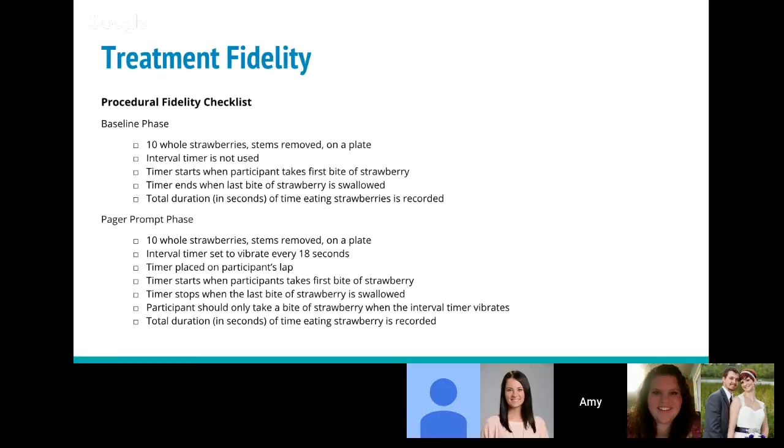For the pager prompt phase, 10 whole strawberries again. Interval timer is set to vibrate every 18 seconds. The timer is placed on the lap. It starts when the participant takes the first bite, and the timer stops when the last bite of strawberry is swallowed. The participant should only take one bite of strawberry when the interval timer vibrates, and then total duration will be recorded in seconds.